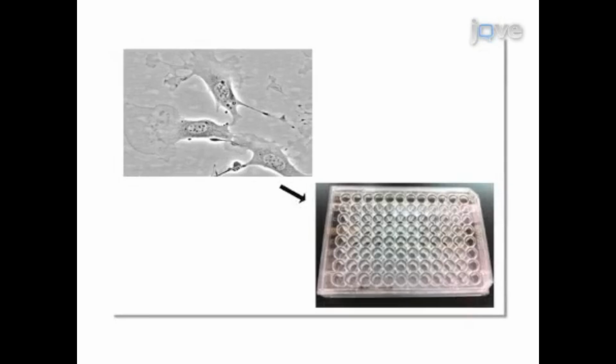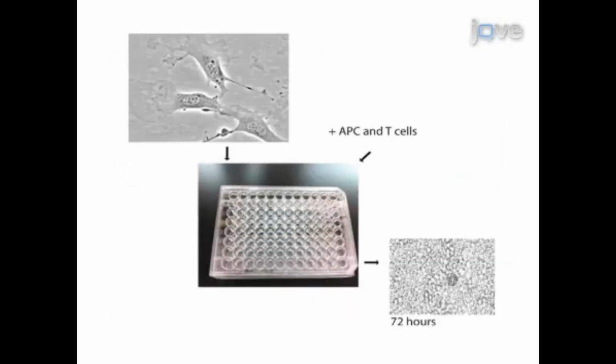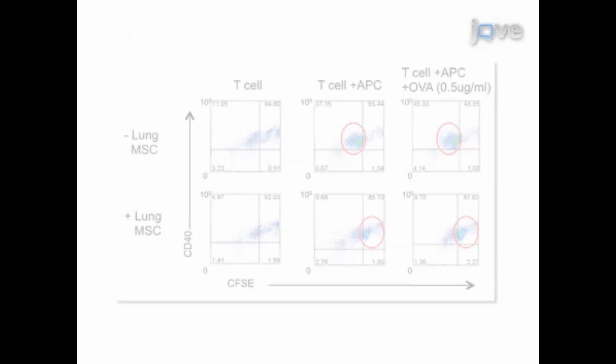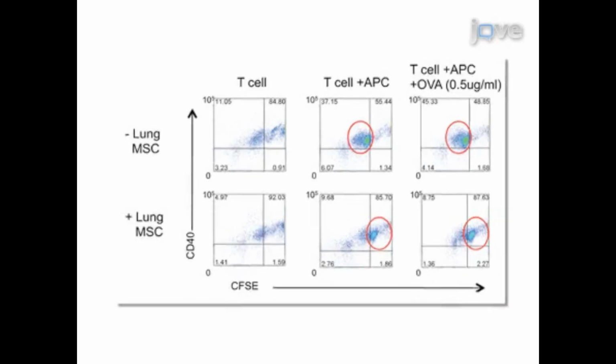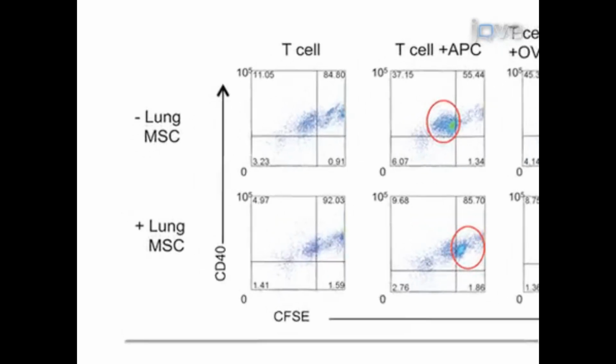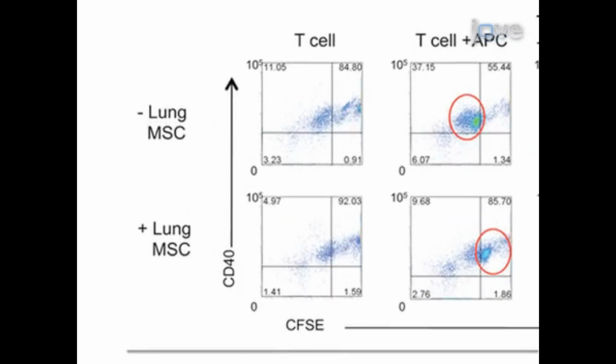MSC were isolated as shown in this video and plated in 96-well plates. Growth-arrested, CFSE-labeled, antigen-presenting cells were then added to the lung MSCs. The proliferation of isolated MSCs was then measured as the decrease in mean fluorescence intensity of CFSE compared to the background, which was CFSE-labeled T cells alone.